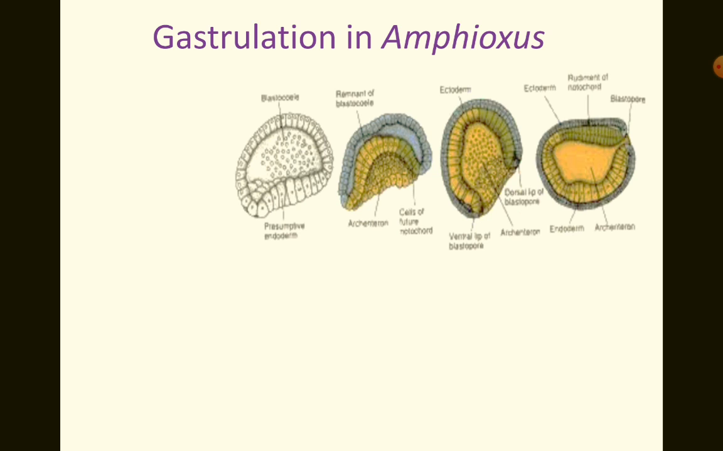Here also you see a similar process, wherein these diagrams represent the process of gastrulation in Amphioxus. You can see that the presumptive endoderm cells are invaginating in, forming a new cavity, the archenteron. With this, the blastocoele gets replaced and then the blastopore closes. How these processes occur, we will learn in detail in this session.